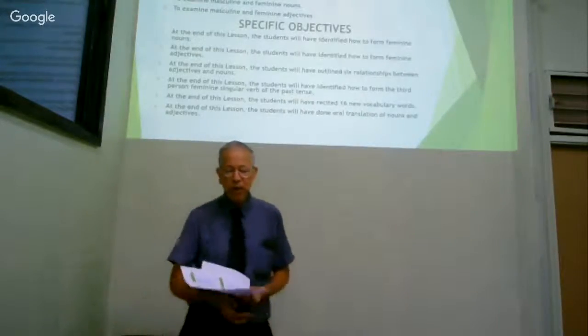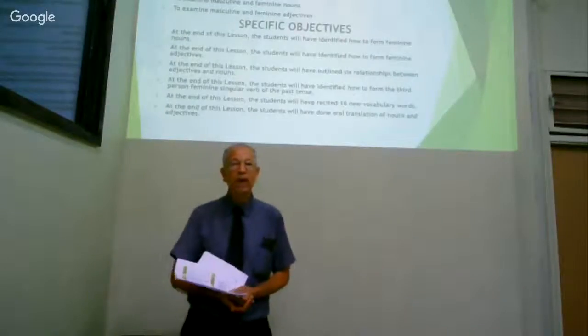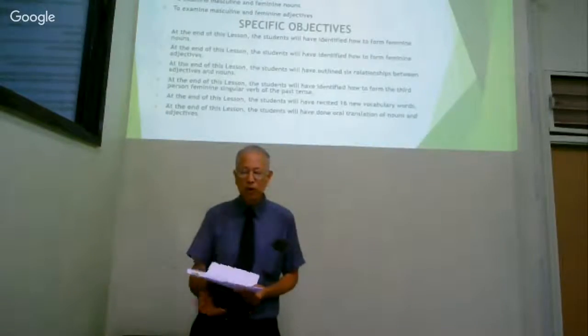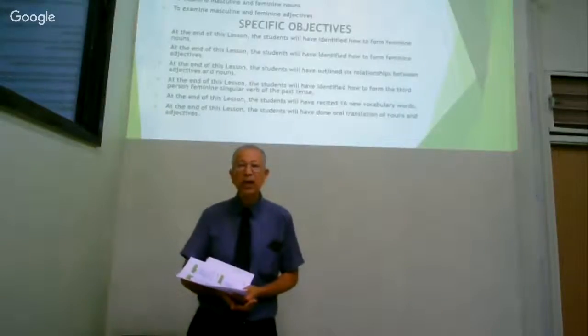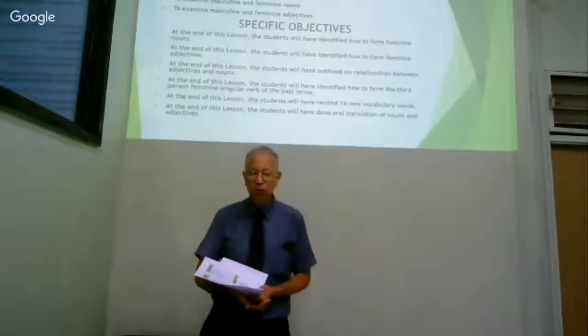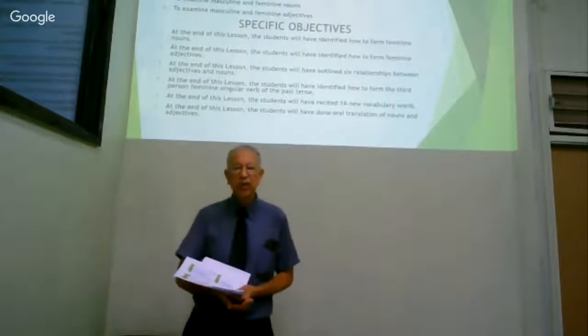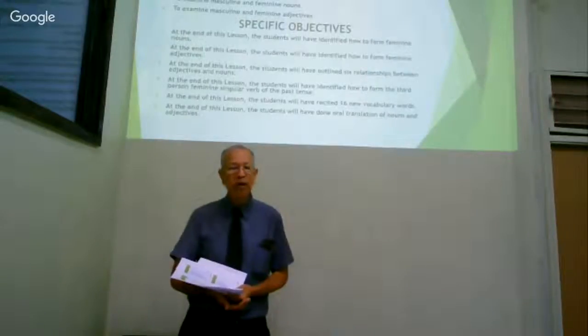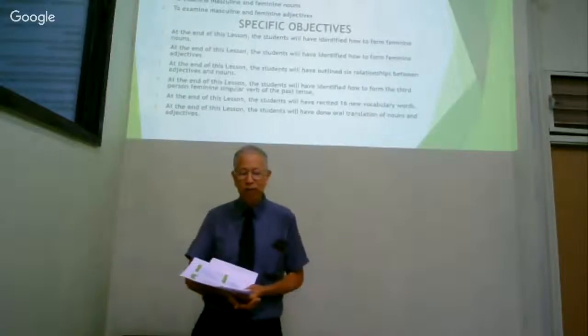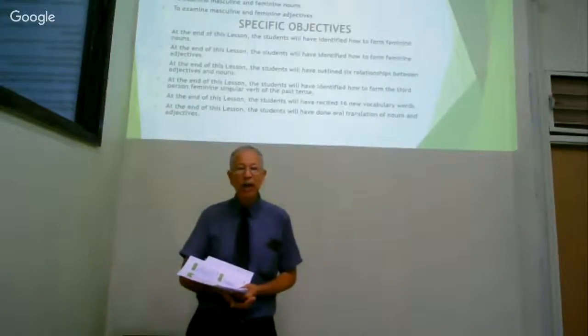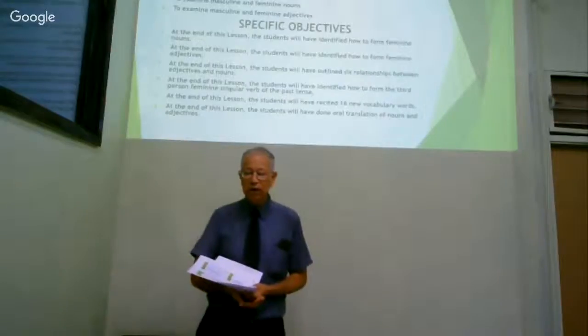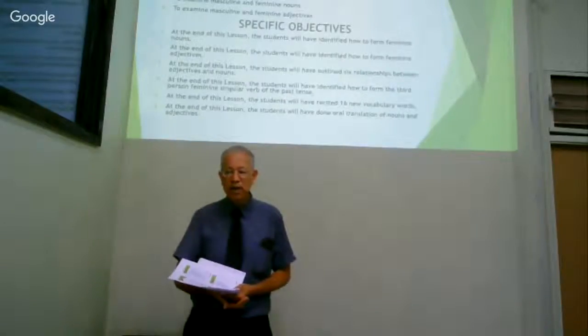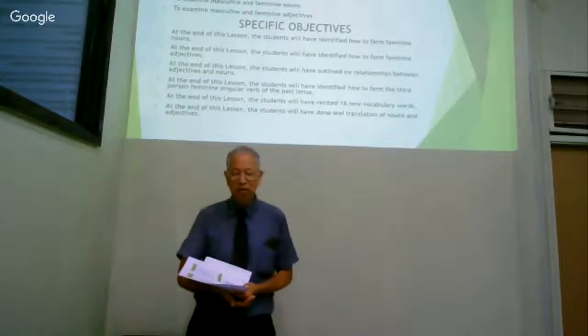The specific objectives are: 1. At the end of this lesson, the students will have identified how to form feminine nouns. 2. At the end of this lesson, the students will have identified how to form feminine adjectives. 3. At the end of this lesson, the students will have outlined 6 relationships between adjectives and nouns.